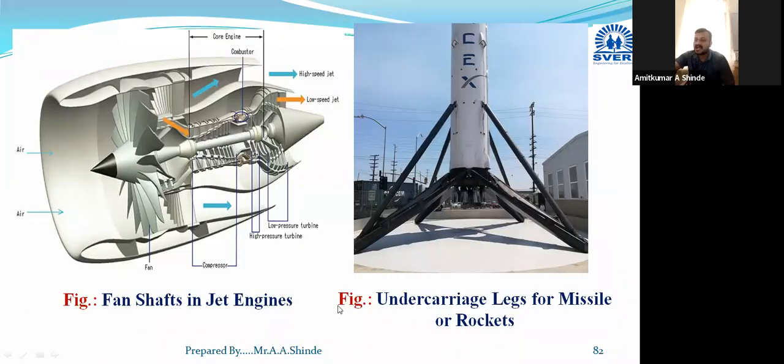Then these are the fan shafts in jet engines. This is the fan, and this fan is mounted on a shaft. This is the shaft, and it is manufactured by using this maraging steel. Then here you can see the undercarriage legs for missiles or rockets. These legs you are seeing support the proper placement of that rocket or missile before its launching. These undercarriage legs are manufactured with the help of maraging steel only.